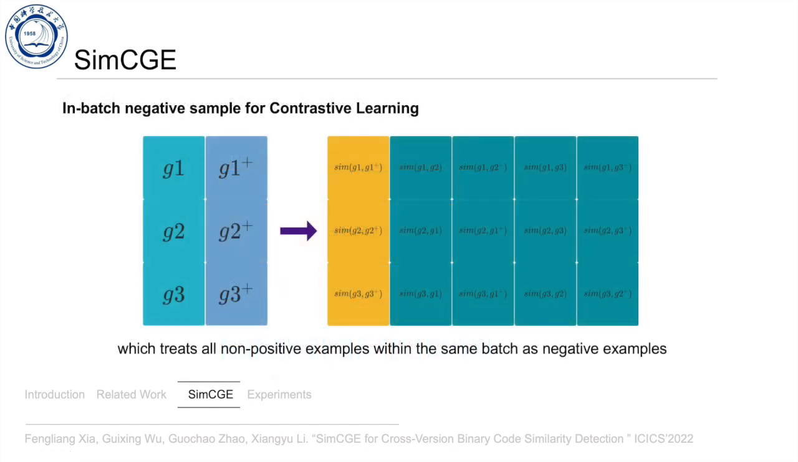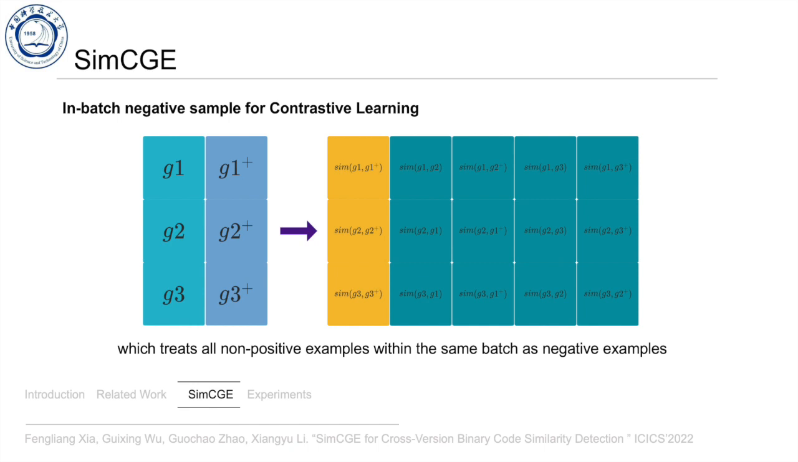The figure is a diagram of the in-batch negative examples, which treats all non-positive examples within the same batch as negative examples. After computing the similarity, it is similar to a classification problem, with the first column in one class and the others in another.